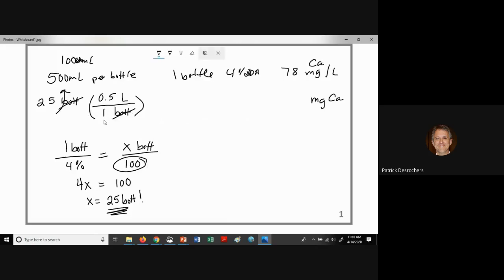That will cancel that. And somehow I've got to go from liters to milligrams of calcium, which is this piece of information that we haven't used yet. And so why don't y'all help me? I'll put liters on the top and the bottom here in order to make it work. In this fraction on the bottom. And what do I put on top?